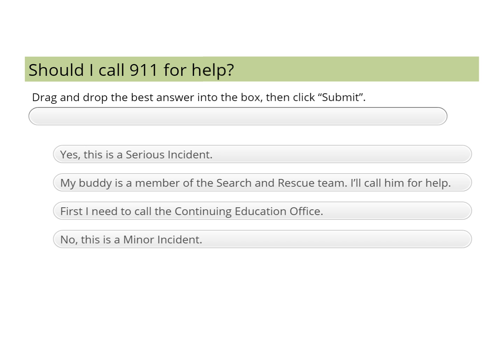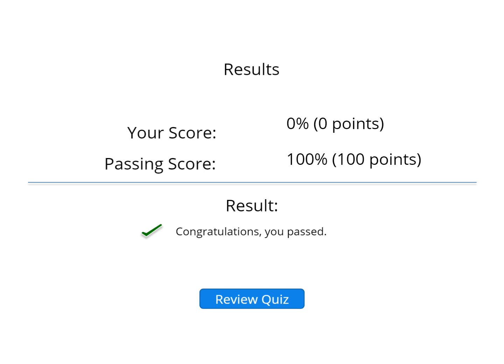Calling for outside help is an important decision due to cost and time. Remember the guidelines in the flowchart to use for assessing a situation, whether it is serious or minor. Select the best answer and then click Submit. You've made the right decision to call 911 for help since this incident involves a head injury where the victim lost consciousness. Is there anyone else you need to call?